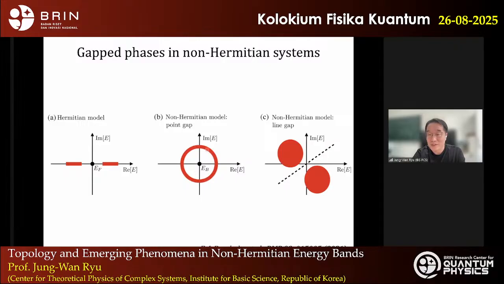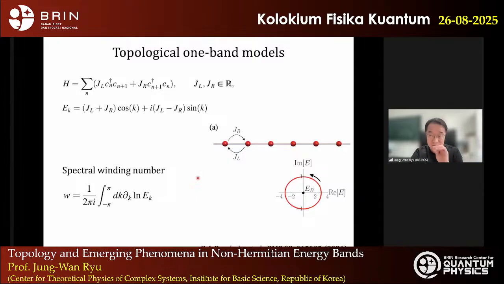So they are topologically different, line gap and point gap. Another interesting thing is that the Hermitian band gap or line gap case requires at least two bands for the gap. But in the point gap case, if we have only one band, they can make the point gap. That is an interesting point. I'll show an example.